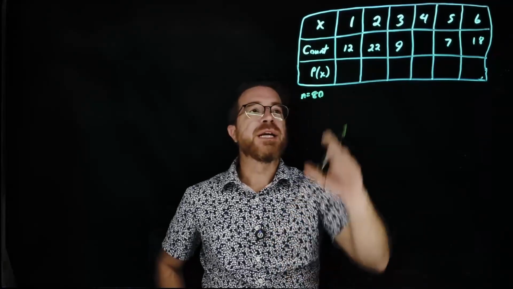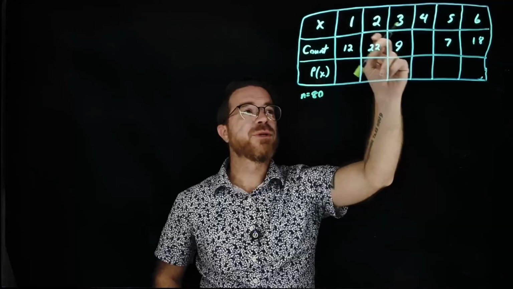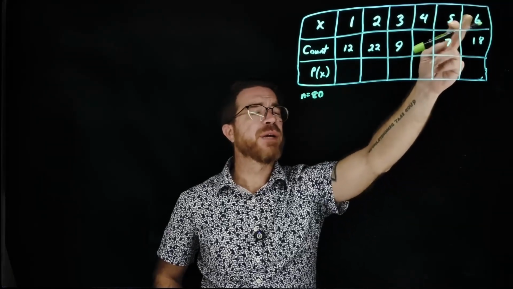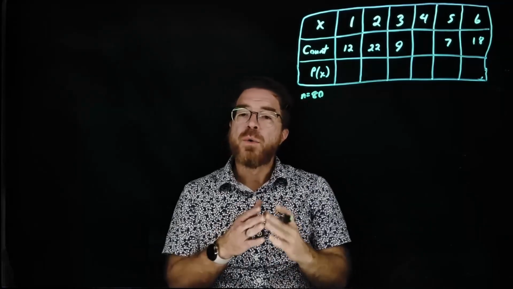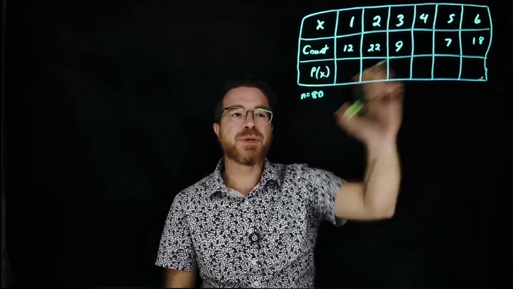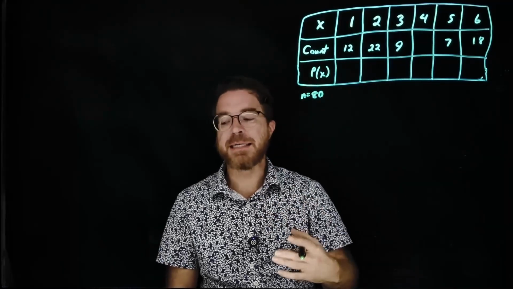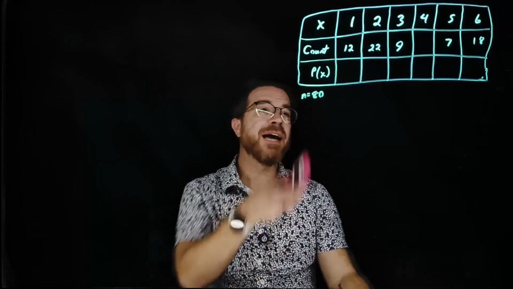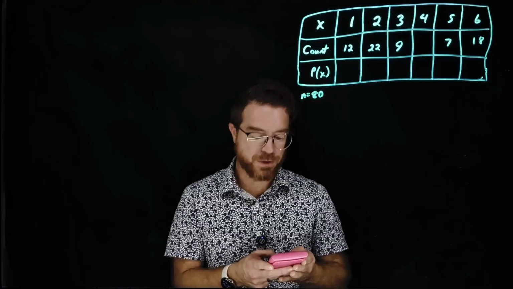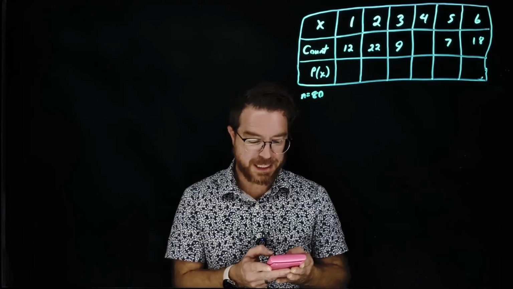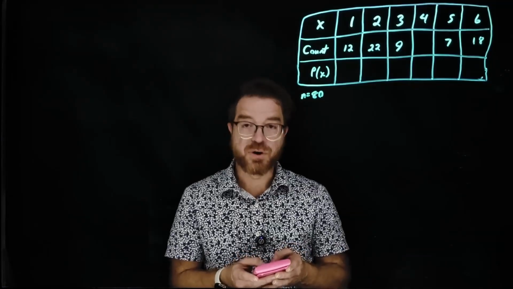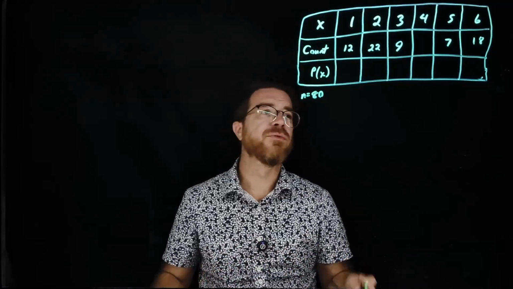So first things first, we have a total of 80 dice rolls. And we got 12 ones, we got 22 twos, 9 threes. We don't know how many fours we got. We got 7 fives, and we got 18 sixes. So in order for this to be true, this last one has to account for whatever is missing from these 80 dice rolls. So I'm going to add up these numbers and then subtract from 80. I have 12 plus 22 plus 9 plus 7 plus 18, and I got a total of 68 dice rolls. So I subtract that from 80, and I get a total of 12.